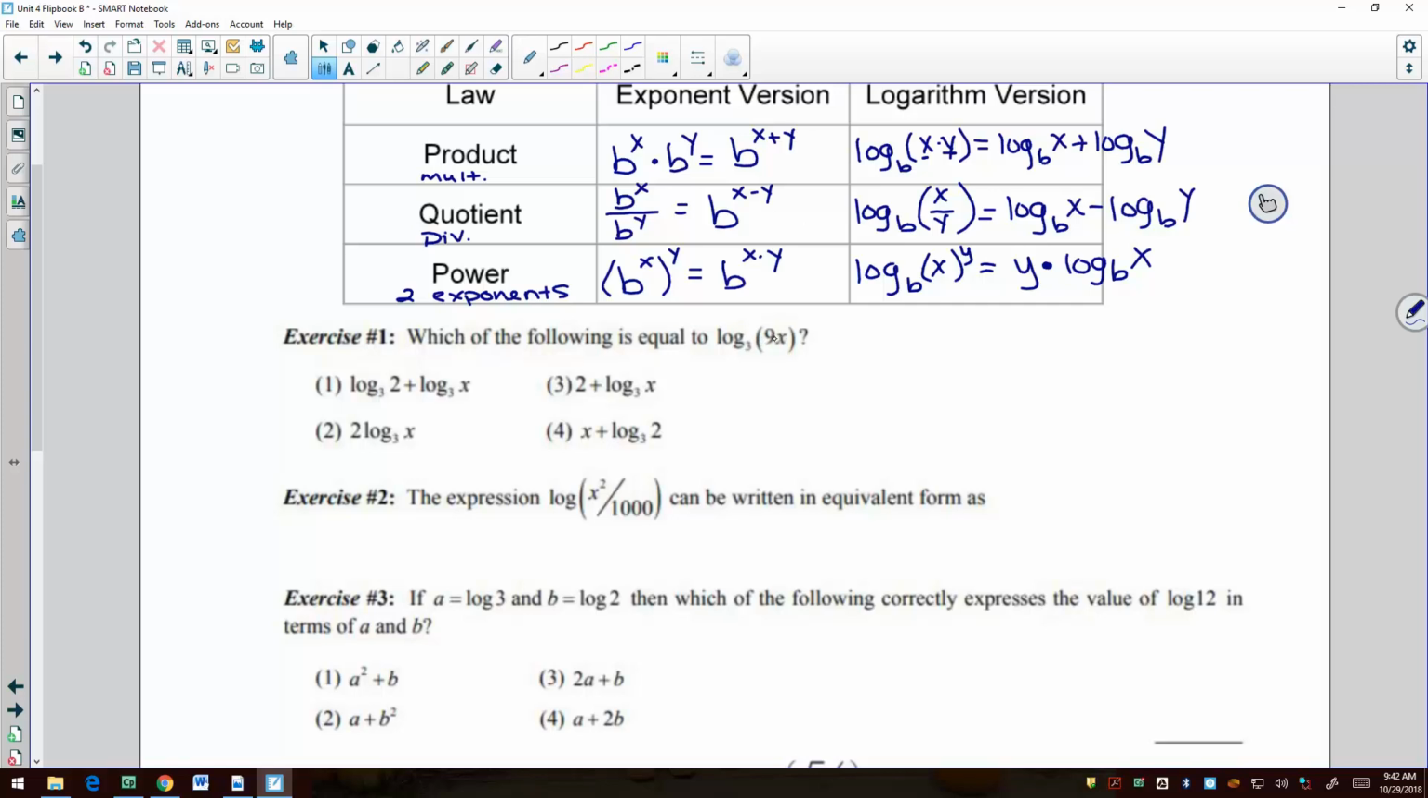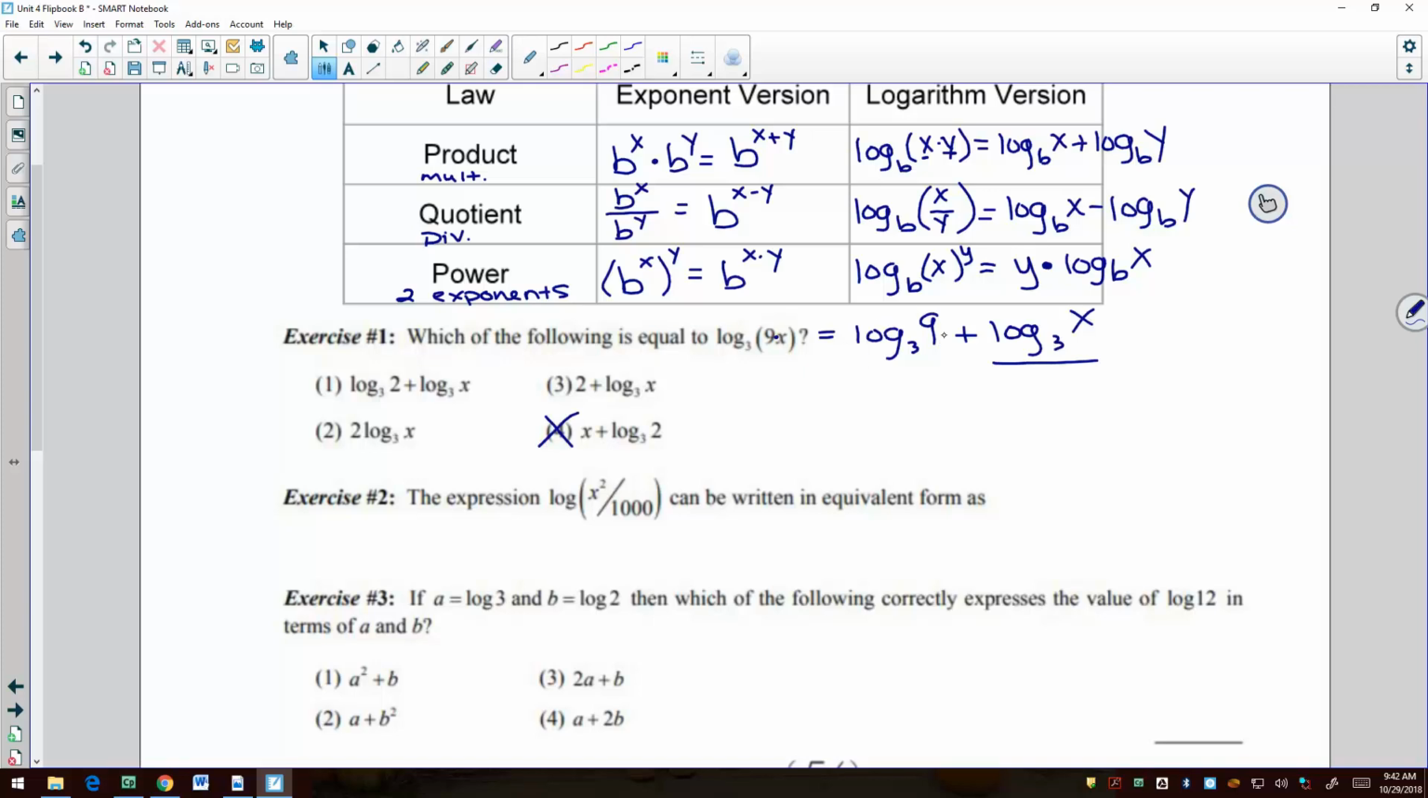If you notice right here, there's an imaginary multiplication symbol between 9 and x. Well, if you look up at your product law, you can split up two things that are being multiplied in a log into two different logs using addition. So I'm going to rewrite this as log base 3 of 9 plus log base 3 of x. Now this one, because there's an x in there, you can't break it down any further. So your answer is definitely going to have log base 3 of x in it, which all of them have except choice 4, so we know it's not choice 4.